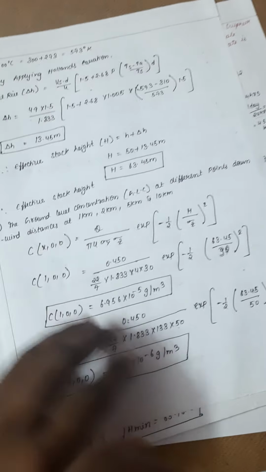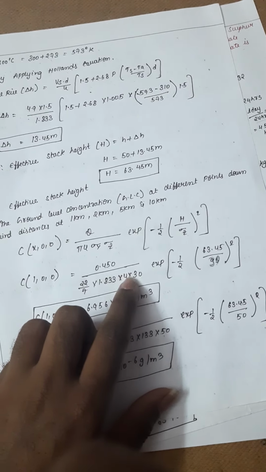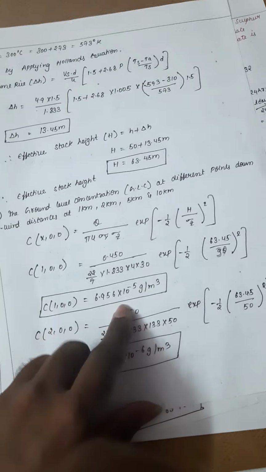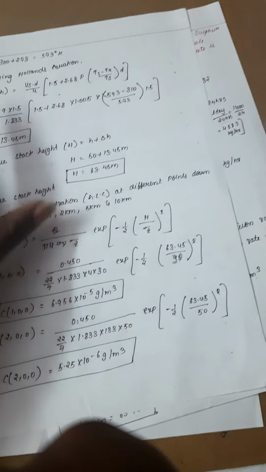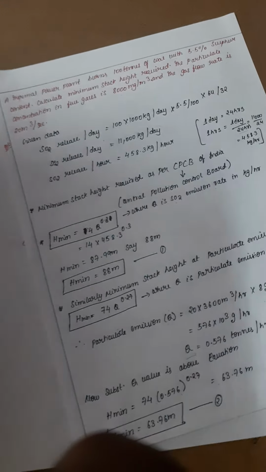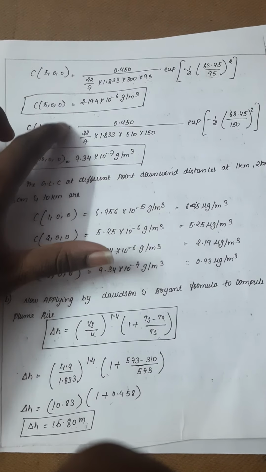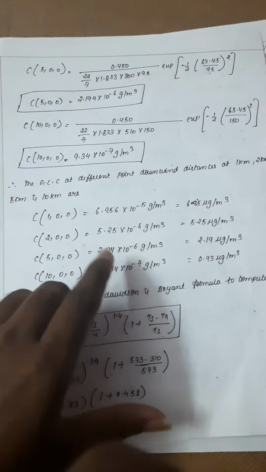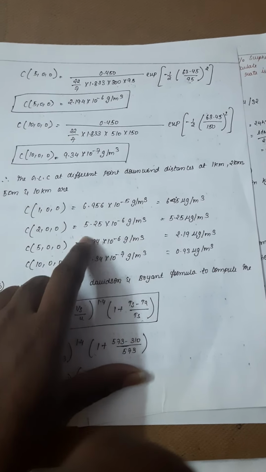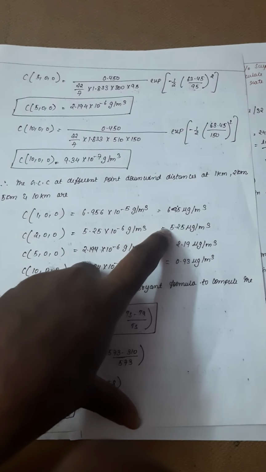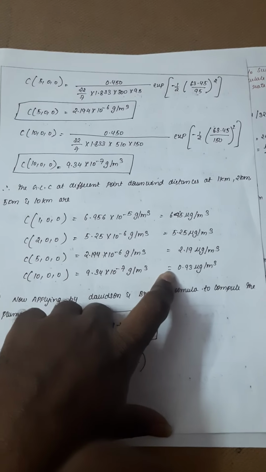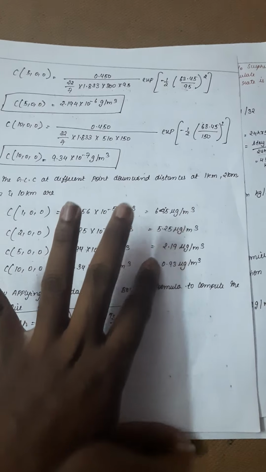So now applying these sigma z and sigma y values, and substituting at 1 kilometer, 2 kilometer, 5 kilometer, 10 kilometer, I've got the values. I kept the values regarding 1, 2, 5, 10. These are the values, and I converted them into micrograms, multiplied by 10 power 6. It will be, these are the values.